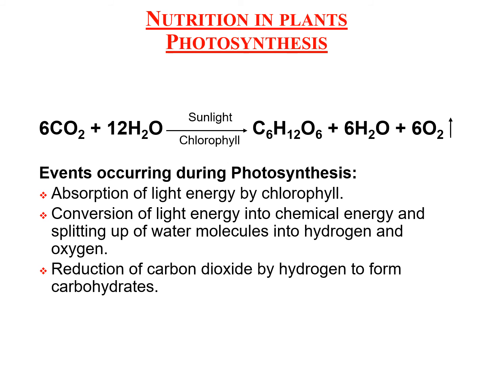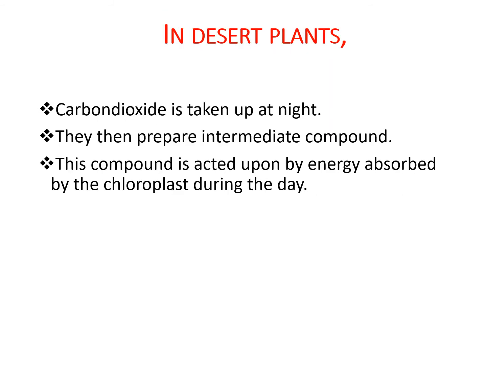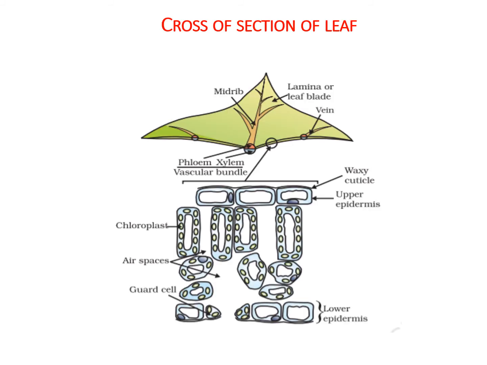Now this sequence may not be the same in some plants like the desert plants. In desert plants, carbon dioxide is taken up at night. Then they prepare an intermediate compound. This compound is then acted upon by energy which is absorbed by chloroplast during the day. So the intermediate compound is formed at night, and this is then converted into the carbohydrate, which is starch.